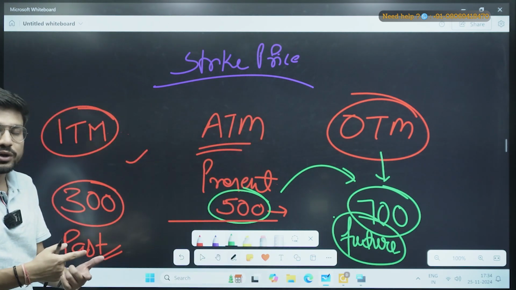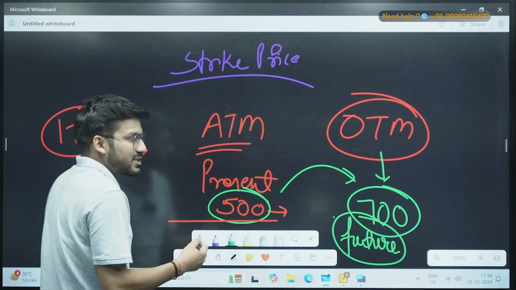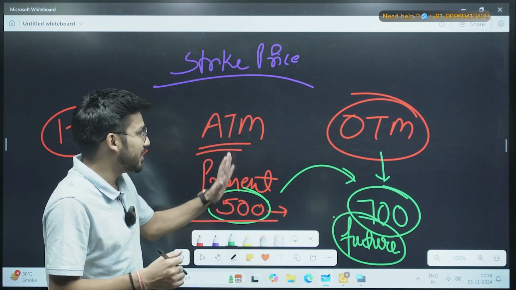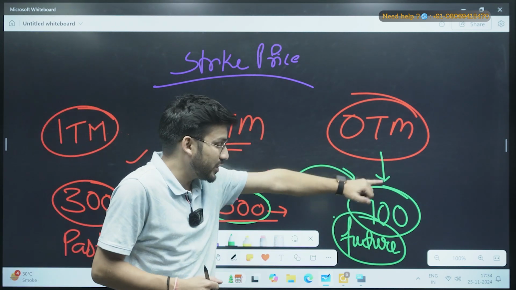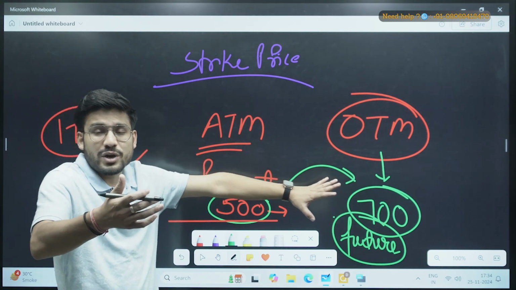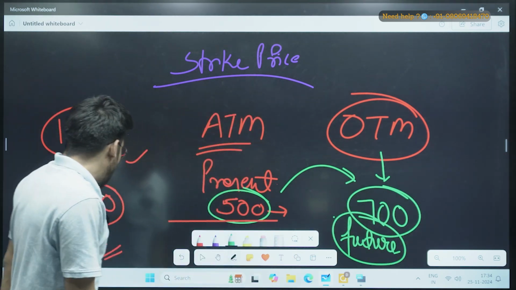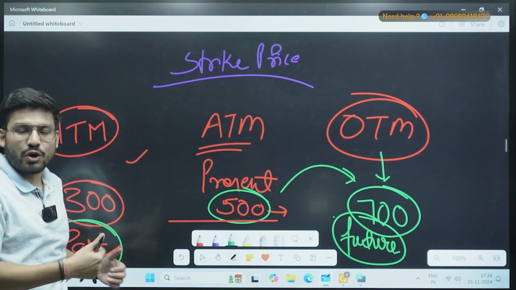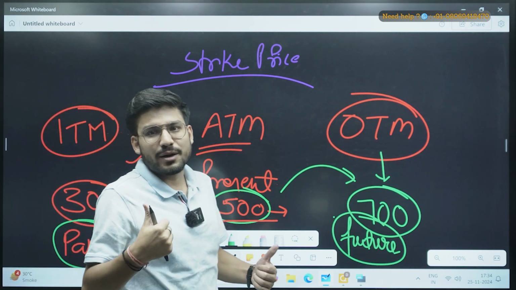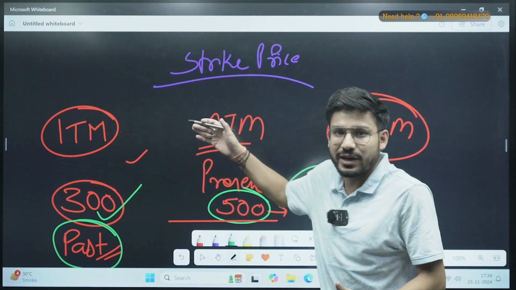So from now on whenever we will be talking about present, you can just remember ATM, OTM and ITM, like present, this is my present. When we will be talking about OTM, it means we are talking about the future, because the market still has a very long way to go, right? And whenever I will be talking about past, it means the market is already above your given strike price, your given number, right? So if I'm betting on 300, my market is already above that, right?